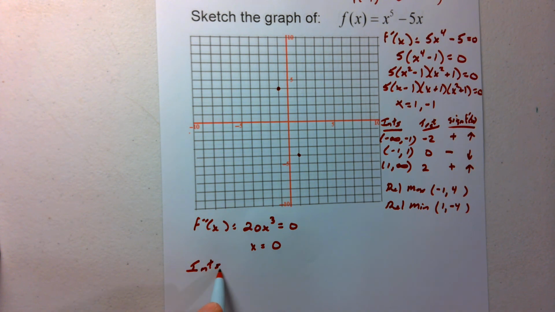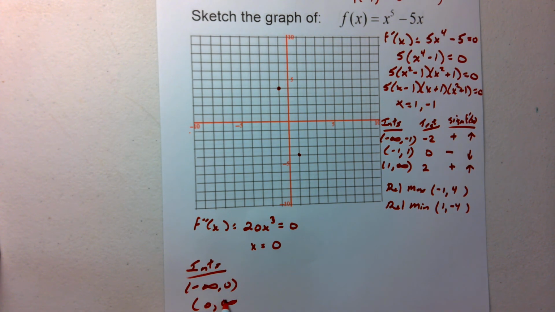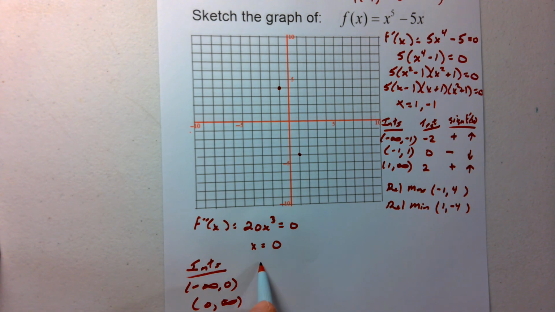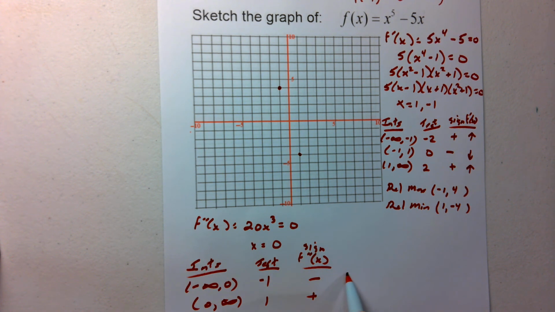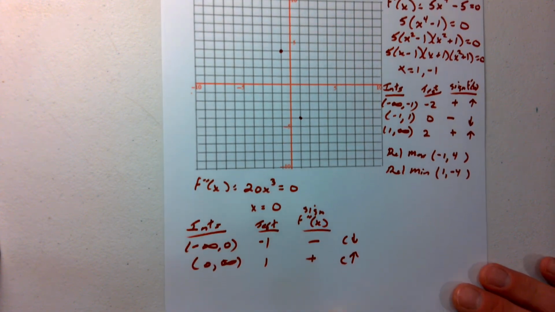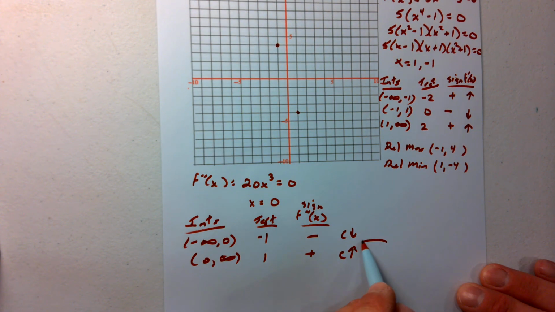So for my concavity intervals, I just have negative infinity to 0 and 0 to infinity. Go ahead and find some test values. I'm going to test negative 1 and 1. Now I'm looking at the sign of the second derivative. If I plug in negative 1, I get negative, and 1, I get a positive. So I'm concave down, and I have concave up. Since I have a change in concavity, I have a possible point of inflection in there.